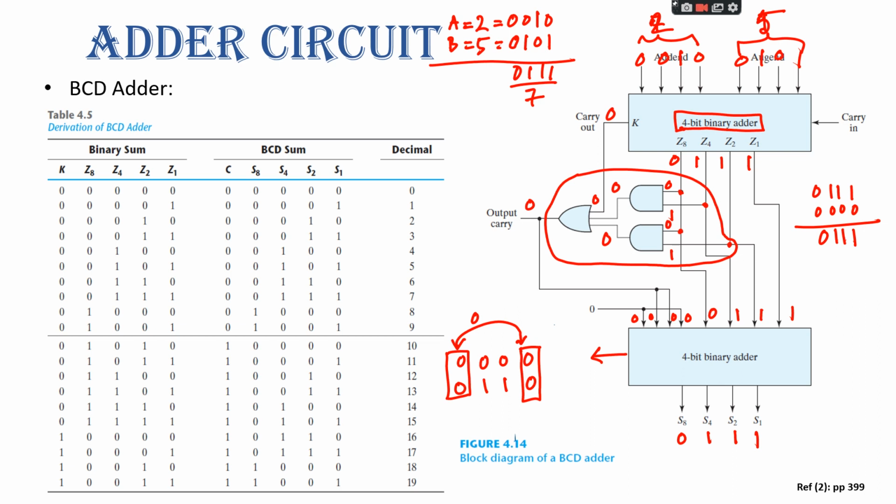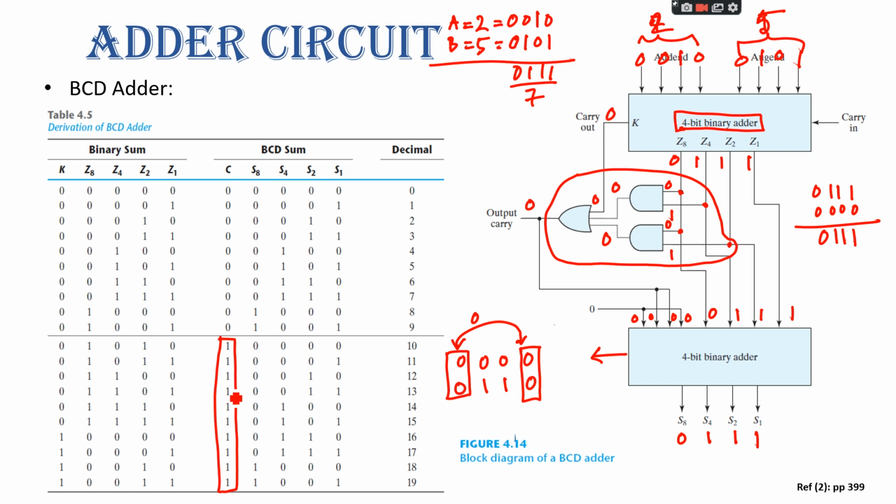Now let us see how this circuit is designed. This circuit will only operate whenever this carry out becomes 1, right? Yes, sir. So how can you get the carry out 1? When the sum passes 9. If you see here, from 10 to 19 this output is 1, right? Yes, sir.